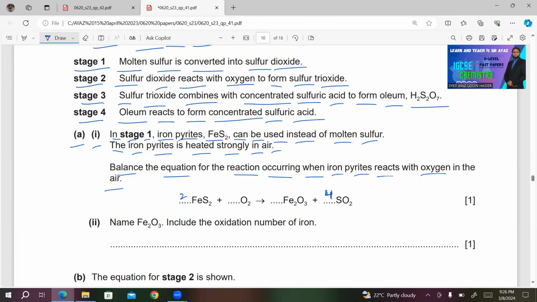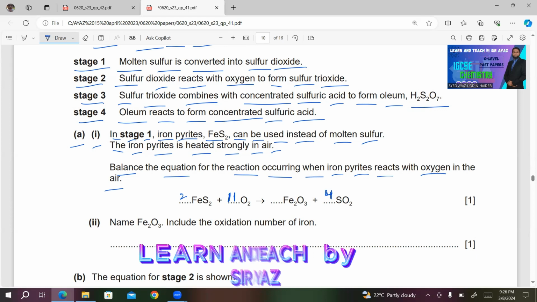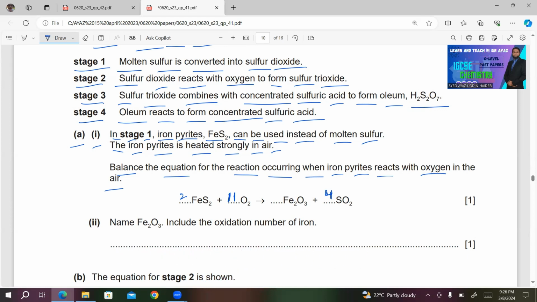So what about oxygen? We have 4 multiplied by 2, 8, 8 plus 3, 11. 11 oxygen. So this means we could take 11 moles of oxygen straight away instead of 5.5. 5.5 is not a whole number, 11 is a whole number. So 11 multiplied by 2 means we have 22 atoms of oxygen, which must be on the product side. So this should be wrong.